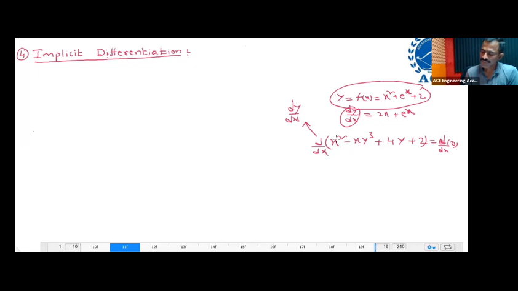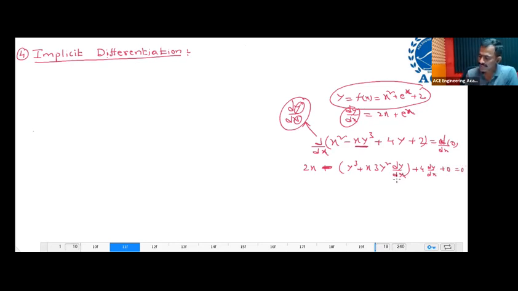We are differentiating with respect to x. First term is function of x only. Its derivative is 2x plus, sorry, minus. In the second term, we have a product of two variables, independent and dependent. Because of this dy by dx, y is the dependent variable, x is independent variable. So use a product rule for second term. X derivative 1 into y cube plus x into y cube derivative is 3y square into dy by dx, plus 4 into dy by dx plus 0 equal to 0.